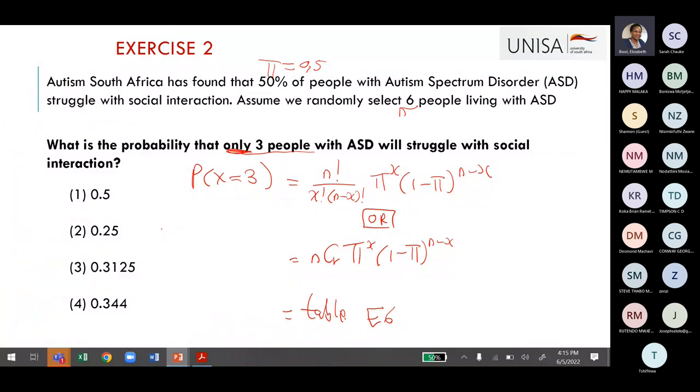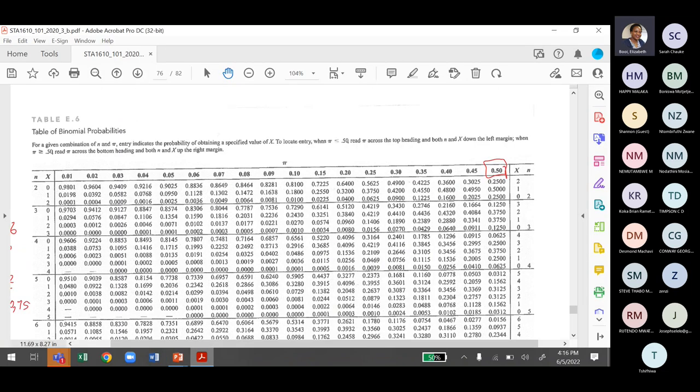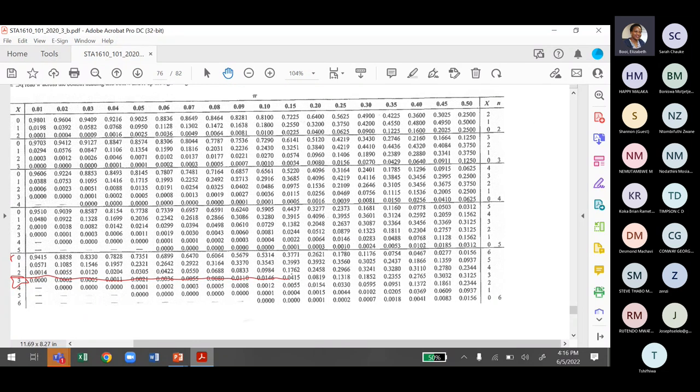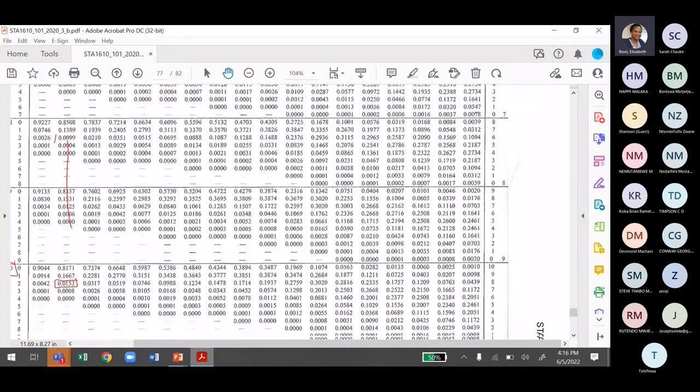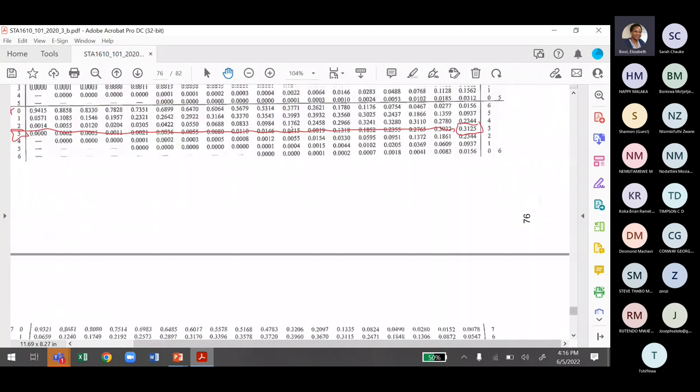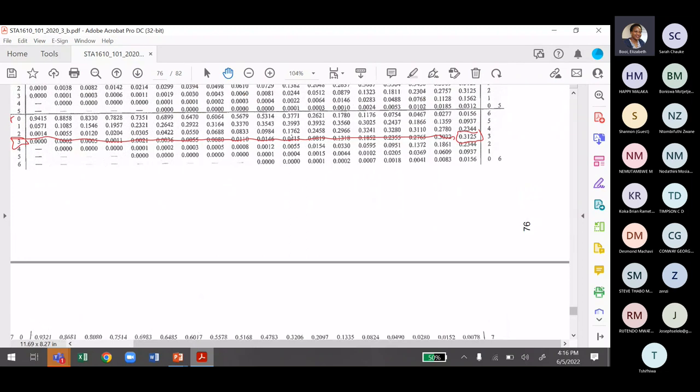So what else was there? Probability is 0.5, n is 6, x is 3. And the answer, let me delete this one first. N is 6, x is 3, and we just scroll to the end of the table. And that is the answer. Even if we had used the other one, pi is 0.5, n is 6, we just go to 6, x is 3, it will give us the same answer.